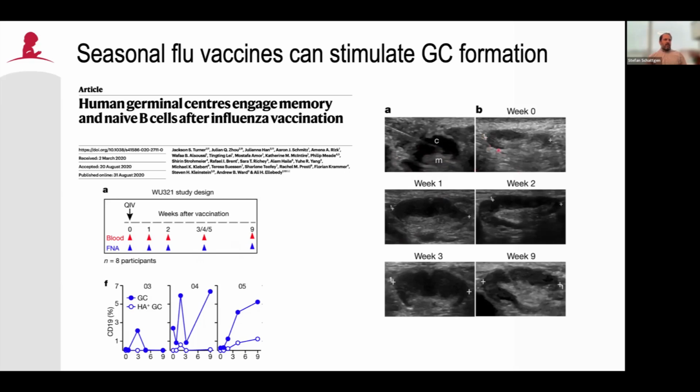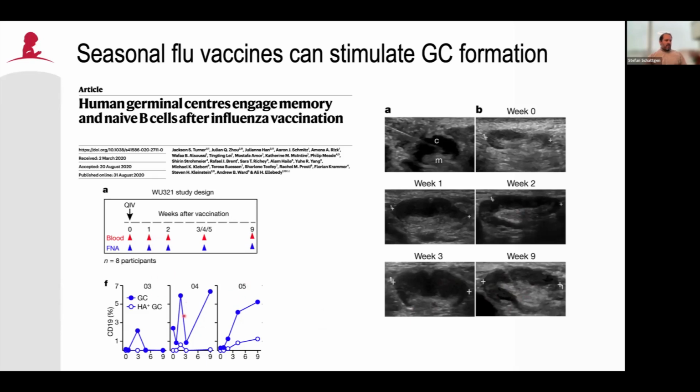And what we can see here is at week 0, this structure itself is quite small, but after 1 week of vaccination, we can already see that the germinal center is starting to grow in its size. And this continues after 2 weeks and 3 weeks, and it's still quite enlarged 9 weeks after receiving vaccination.